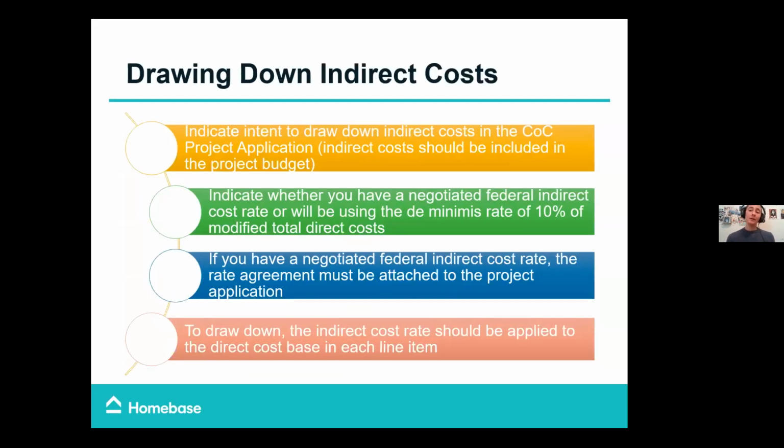In order to draw down indirect costs, you really should indicate that you plan to use indirect costs in your CoC project application. You're going to tell HUD whether you have a federal negotiated rate or you're using the de minimis rate. If you have a negotiated rate, then you're going to follow that agreement that you have and use that rate. And then when you draw down, as I described in the last slide, your indirect cost rate should be applied to the direct cost base in each line item. And that's how you're going to actually bill it.